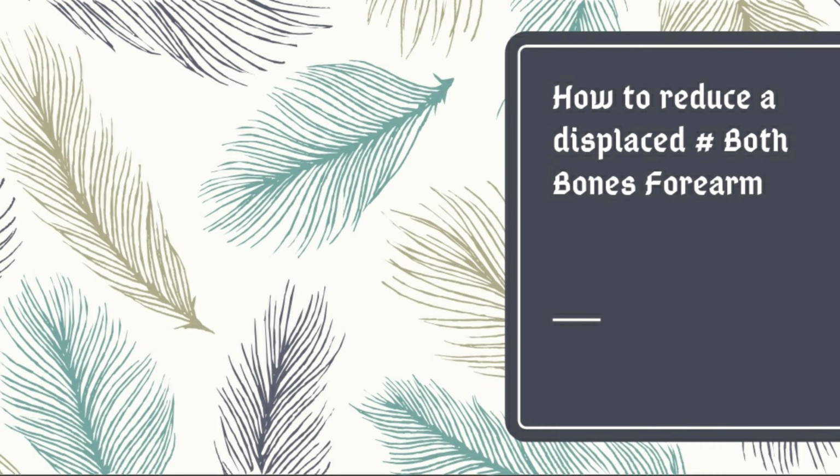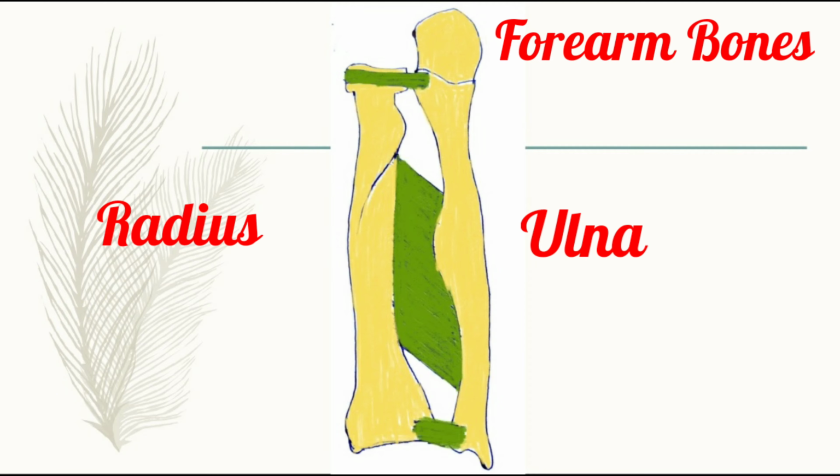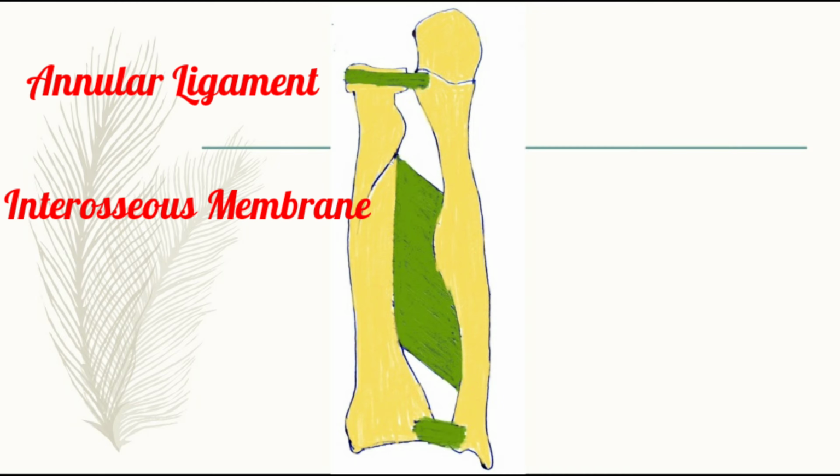Today we are going to learn how to reduce a displaced fracture of both bones of the forearm in a child. The two forearm bones in the human body are the radius and ulna, which share a unique relationship with each other and are bound together by the annular ligament, interosseous membrane and the distal radio-ulnar ligament.